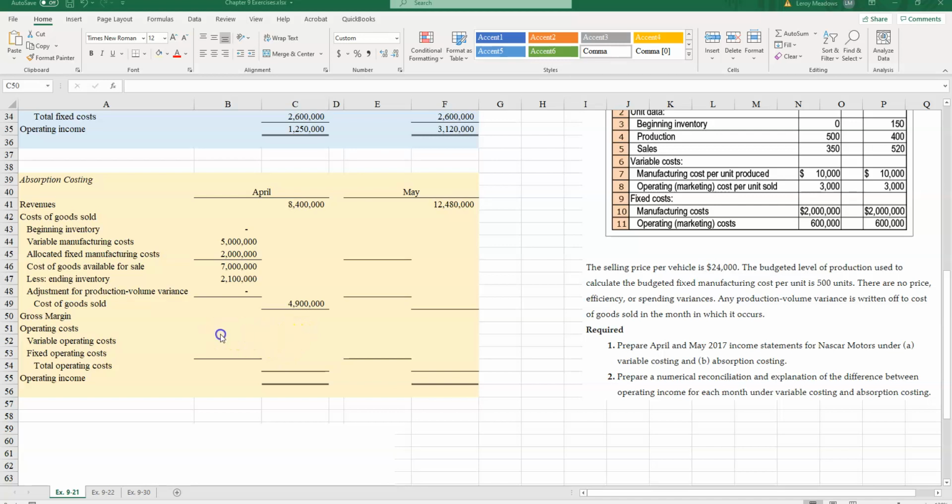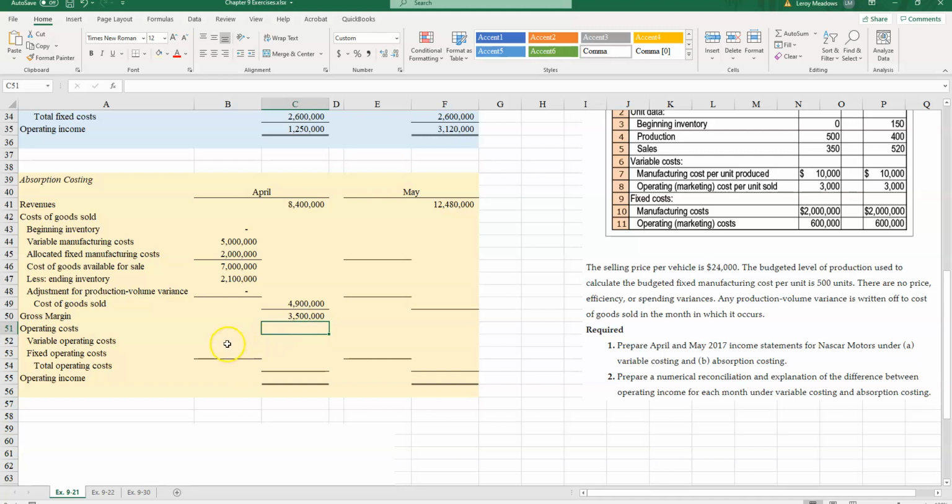So now let's take a look at our operating income. So what's my gross margin first before we get to operating costs? My gross margin is simply revenues minus my cost of goods sold under absorption costing. And so what's my gross margin? My gross margin should be $3,500,000.